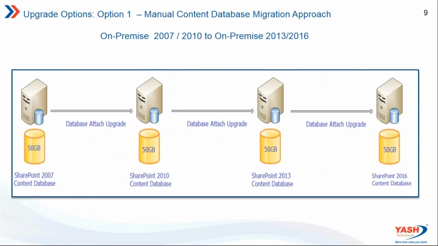The first option is migration from SharePoint 2007 on-premise or SharePoint 2010 on-premise to SharePoint 2013 or 16 on-premise. This is the manual content database migration approach, where we manually set the database on a Friday night to read-only mode and take a backup and do the migration configuration process and attach, detach at various levels.